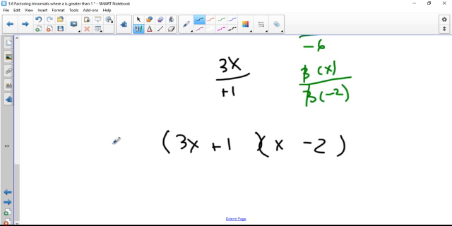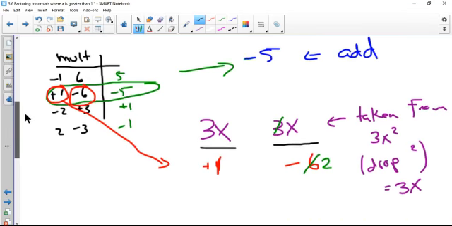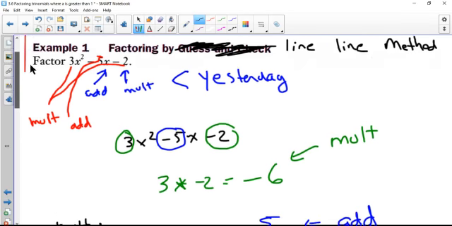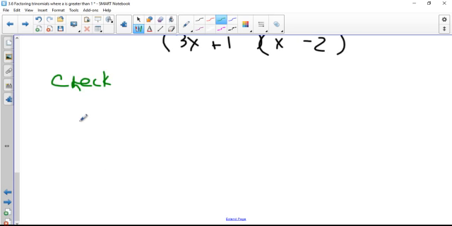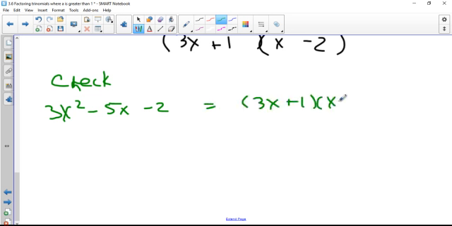Again, we can check our answers by substituting a value in. In this case, we will. Let's do a quick check. Our original expression was 3x squared minus 5x minus 2, and we're going to check if that is equal to 3x plus 1 times x minus 2. I'm just going to use the point at x equaling 1.